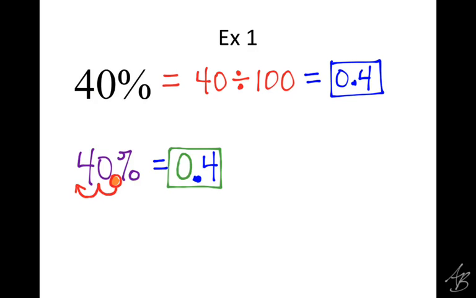All right, got another example here. 3.7%. We want to change that into a decimal. So again, there's two ways we can do it. Remember, percent means what? Out of 100. So 3.7% means 3.7 out of 100 or divided by 100. Type that into your calculator. What do you get?